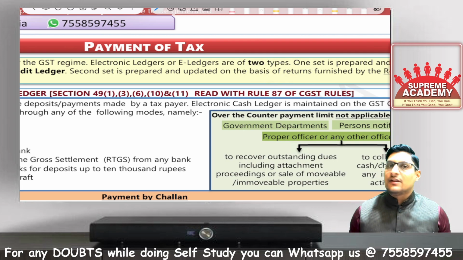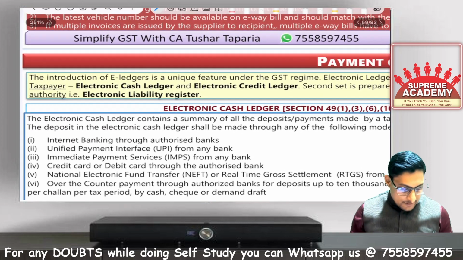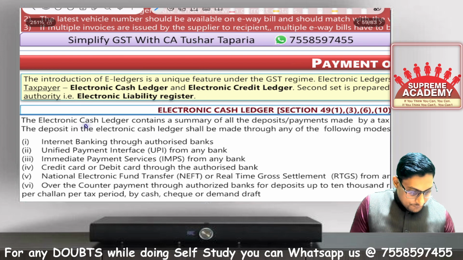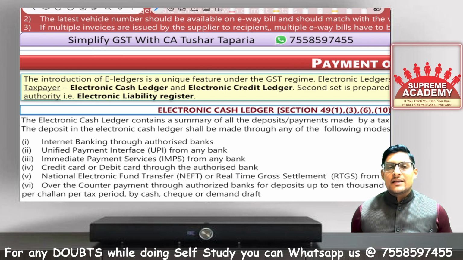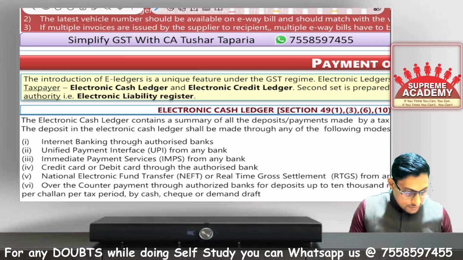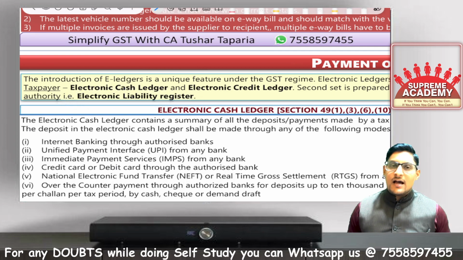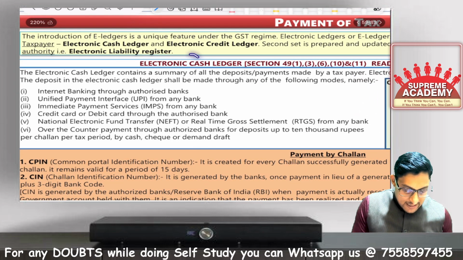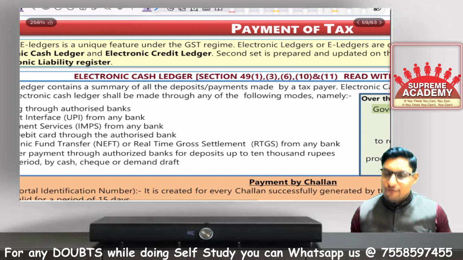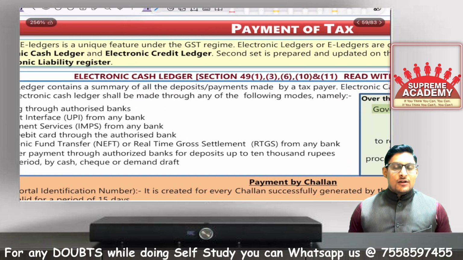On the basis of returns furnished, the other set is being prepared. The first set, prepared by the taxpayer, includes the electronic cash ledger and electronic credit ledger, and the second set, prepared on the basis of returns furnished, includes the electronic liability register. So these are the electronic ledgers under the GST. Now, coming to the first one, electronic cash ledger, Section 49.